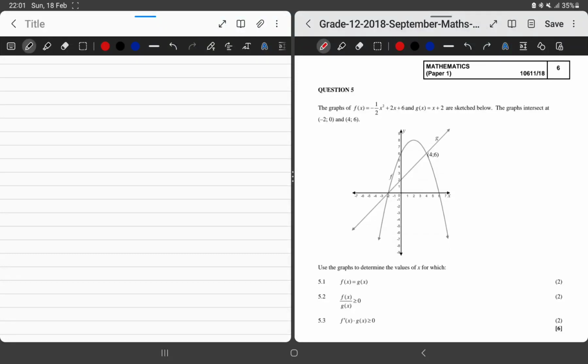Looking at the interpretation of functions. The graphs of f of x and g of x are given below. The graphs intersect at -2, 0 and 4, 6.